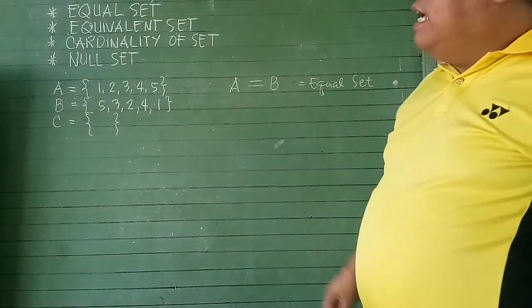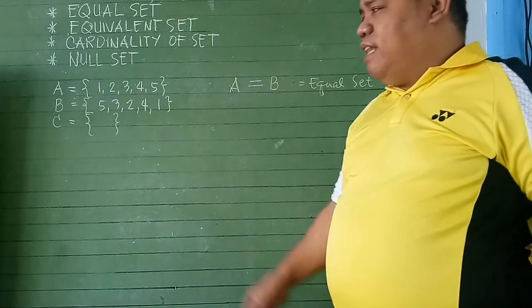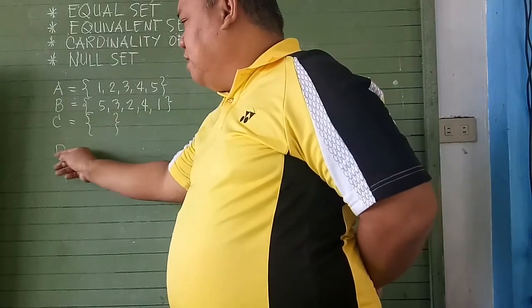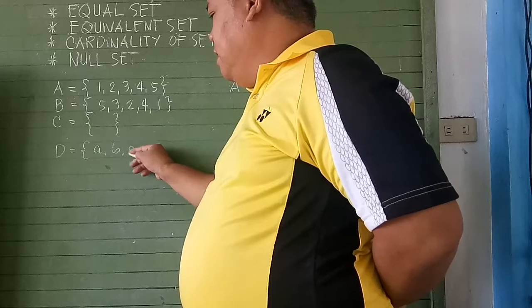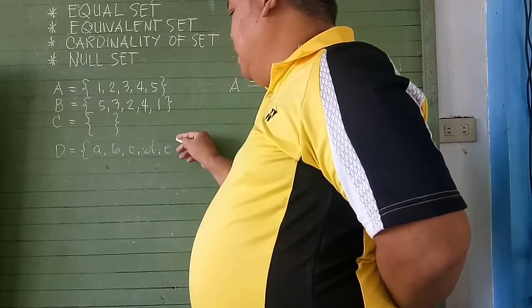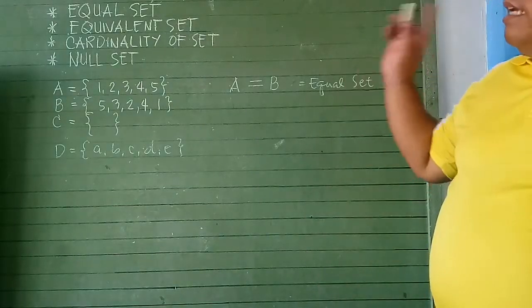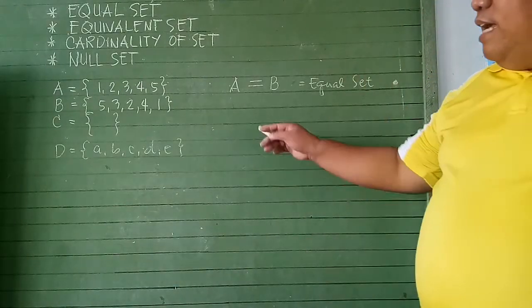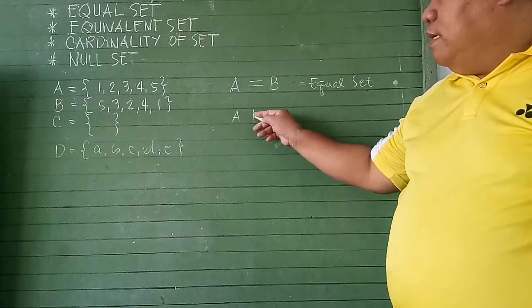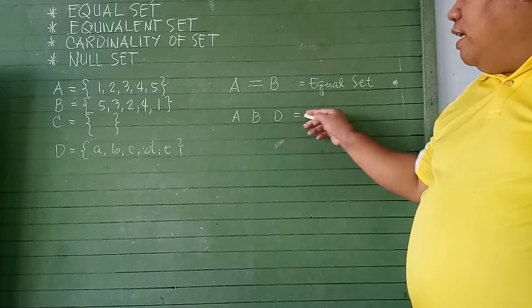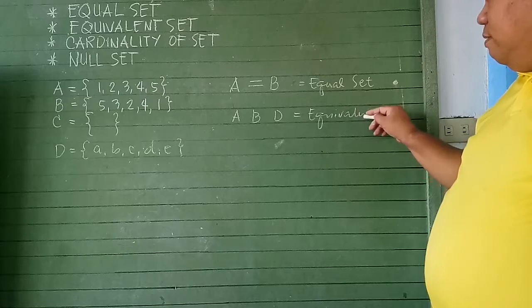Okay. Now, what about equivalent set? How can we differentiate equal set from equivalent set? Let's say we have here set D, and set D contains A, B, C, D, and E. So again, we're dealing with equivalent sets. We can say that set A, set B, and set D are equivalent sets.